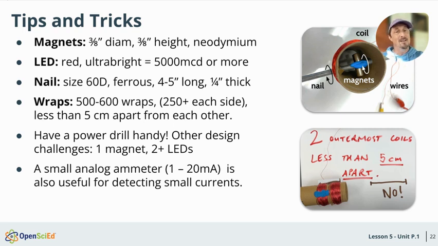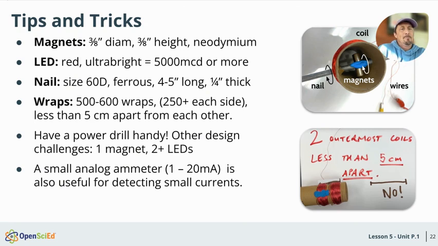Next, the LED that we use is really important. The phrase ultra bright tends to mean that the LED puts out 5,000 MCD or more. Try to pay attention to this number and buy LEDs that have a high MCD number. Also, it helps to use red rather than green or white.